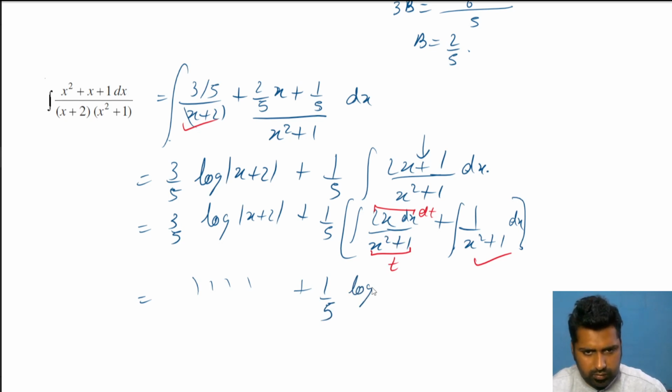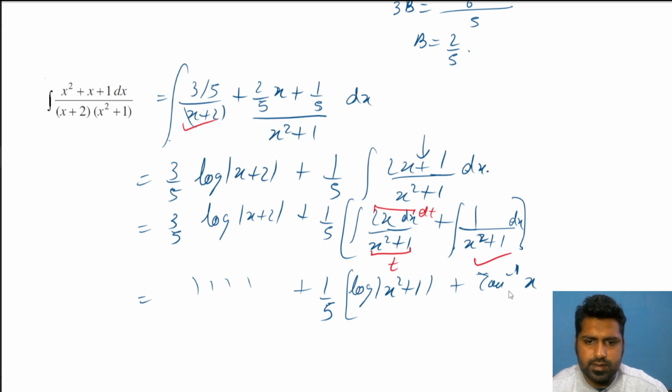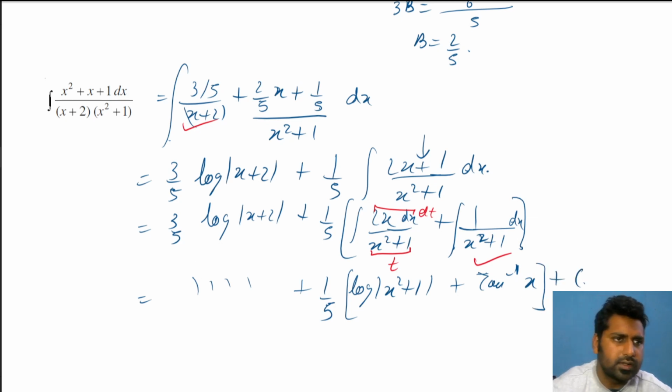so log mod x square plus 1 directly, okay, plus this is 1 by a 1, so tan inverse basically. Okay, tan inverse x by 1, so x plus c. So that's the whole answer.